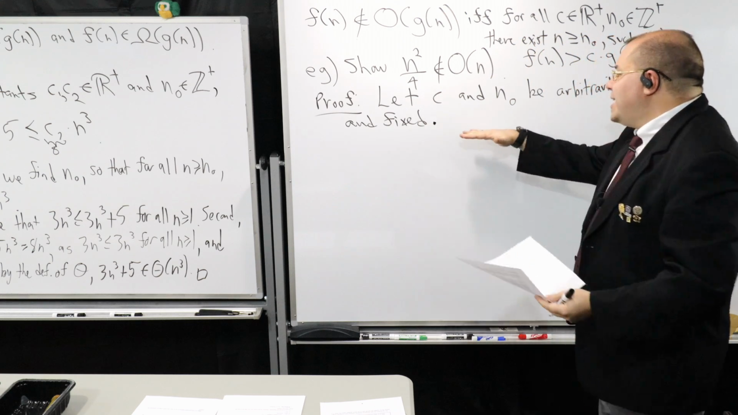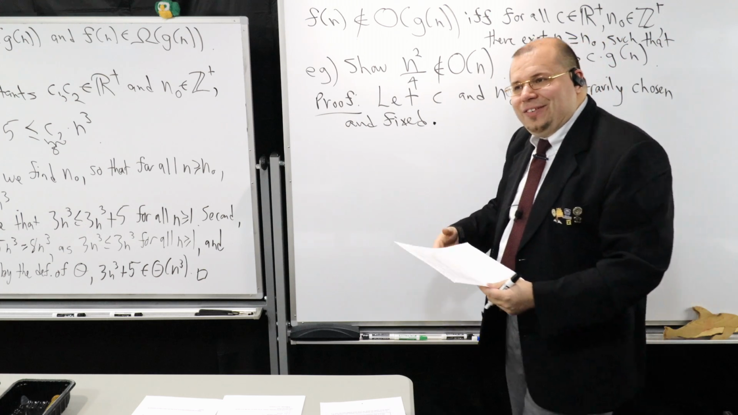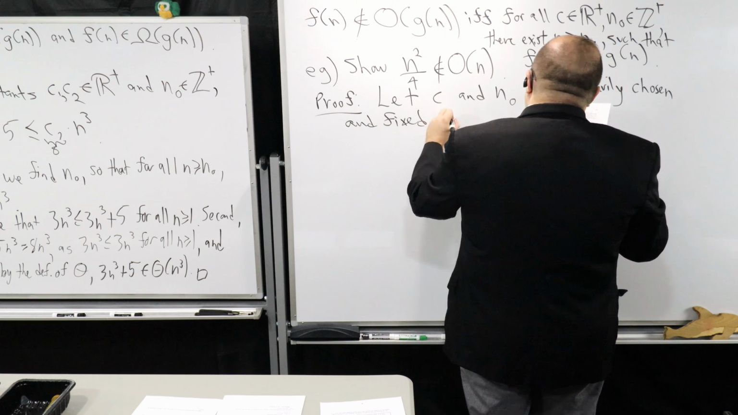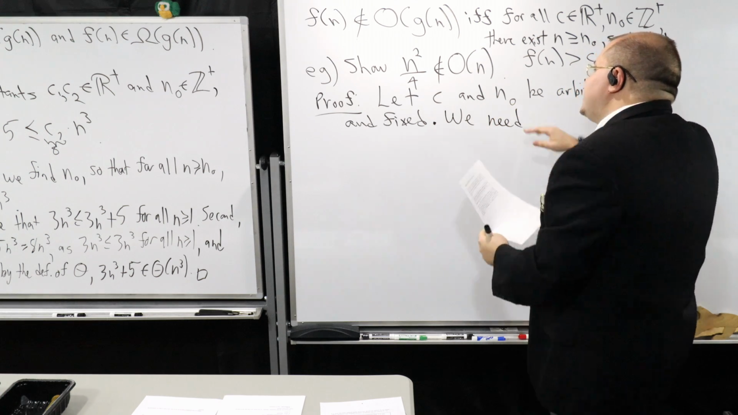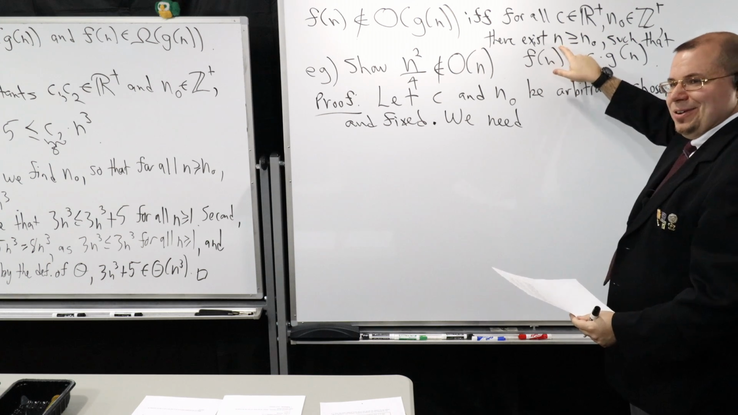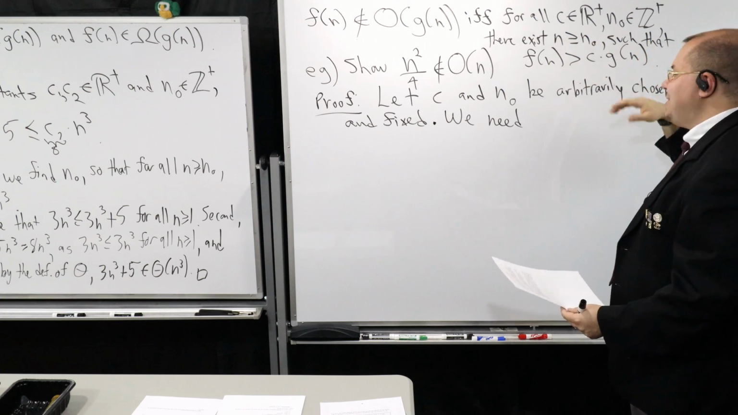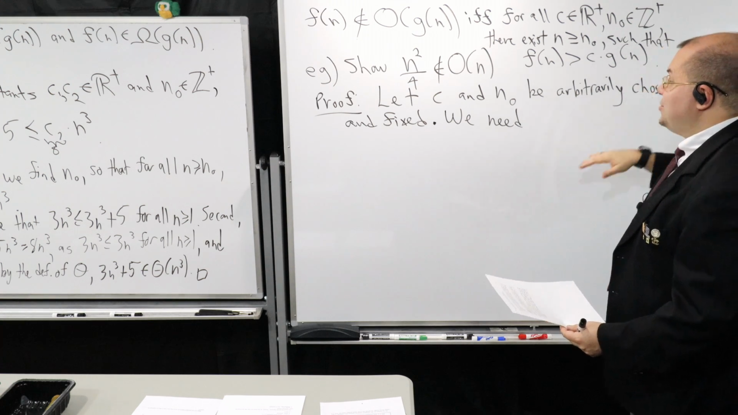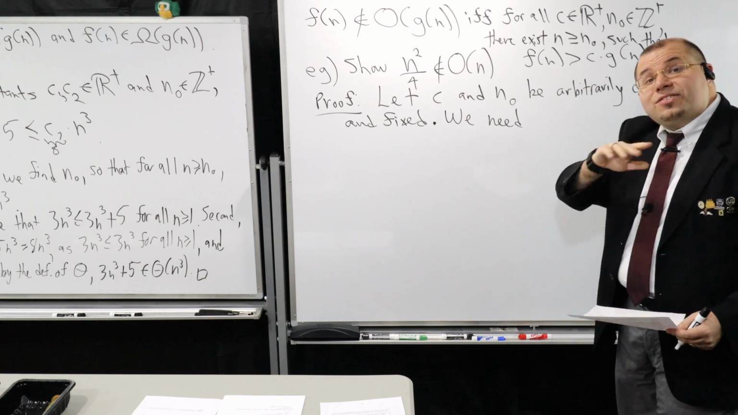So anything I say has to work for any c and n0 that I pull out of the lake, just like fish. So what's the goal? If we want to prove this directly, I need to find the n. Notice I have to find n. That's why it says there exists n greater or equal to n0 such that this inequality holds. That's all I have to do. So I have to assume arbitrary c and arbitrary n0. I've got to find n. That's the only thing I have to do.